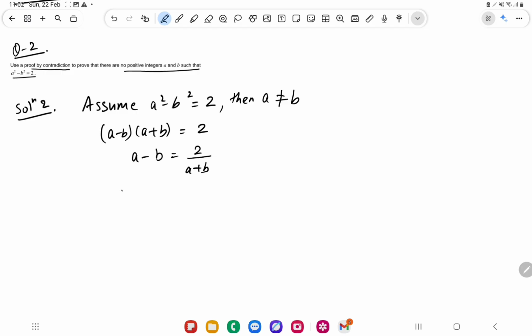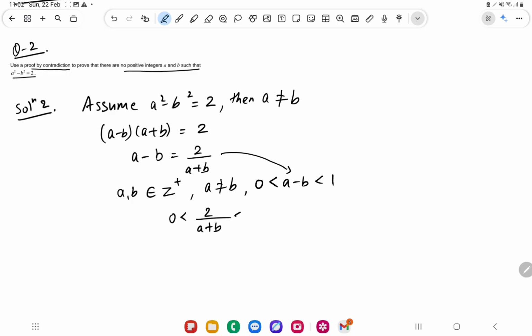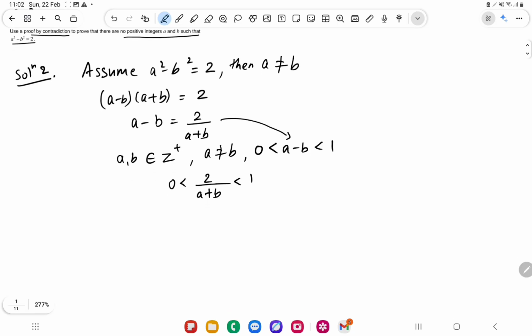Now since A and B belong to positive integers and A is not equal to B, it means my A minus B value will always be between 0 and 1. Now I will substitute the A minus B value from here. So I can write that 2 upon A plus B will be between 0 and 1. It means it follows that A minus B is between 0 and 1. And this is a contradiction.